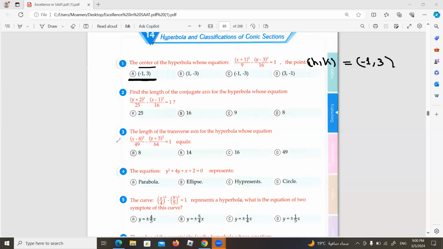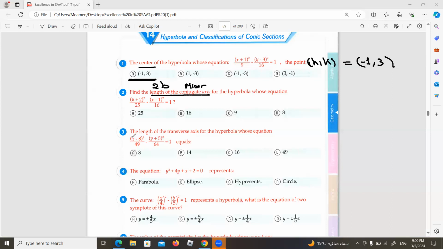You ask me about the center, I get the center H and K, and I get the value. We're going to number 2. Number 2, find the length of the conjugate axis. Mister, you said that the conjugate axis is like the minor axis in the ellipse. And the length of the minor axis was what? Excellent. It's 2b.